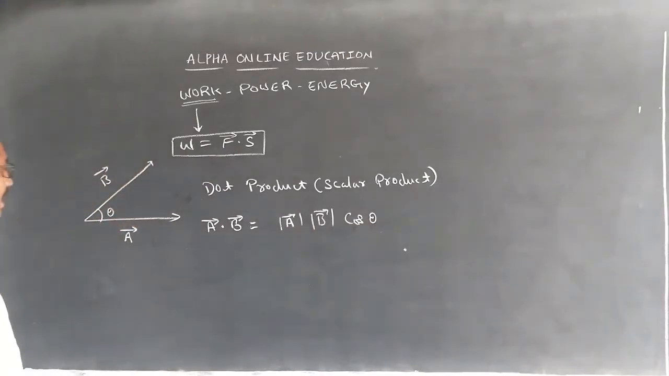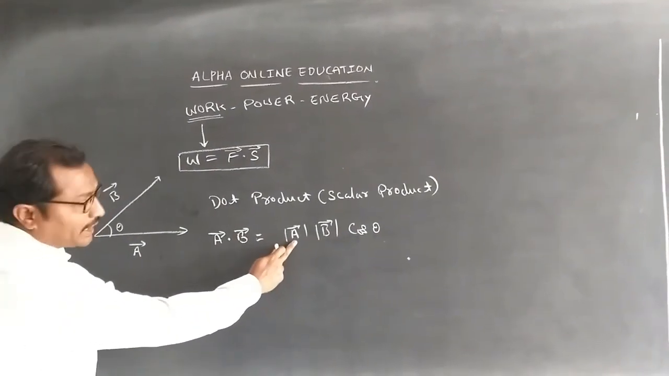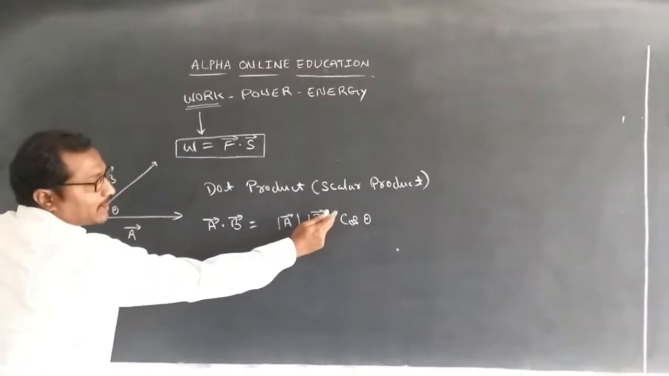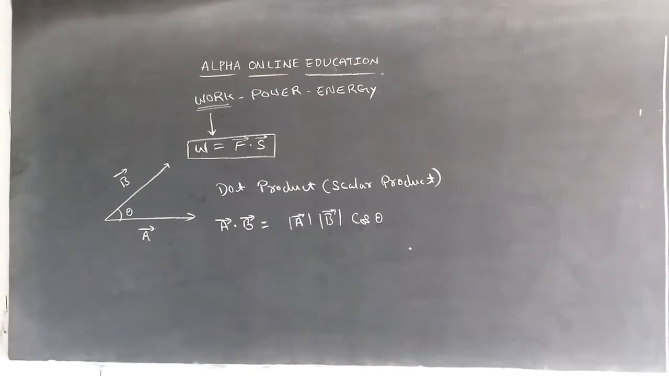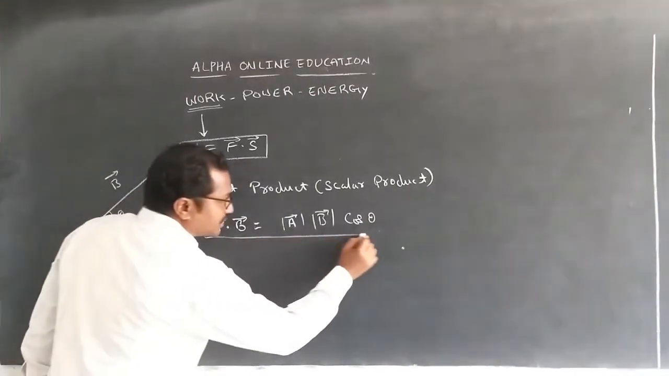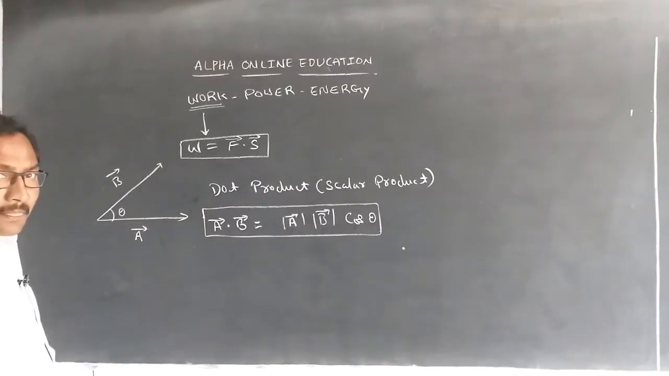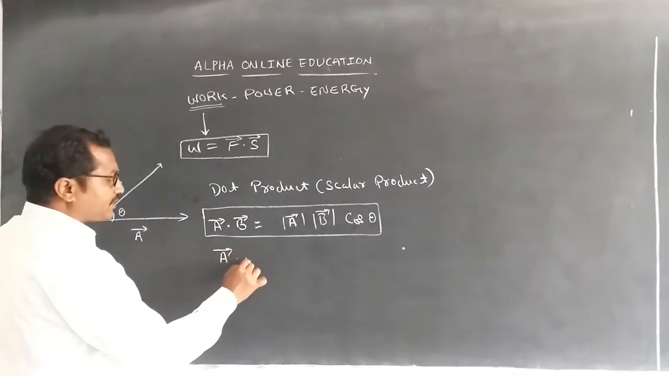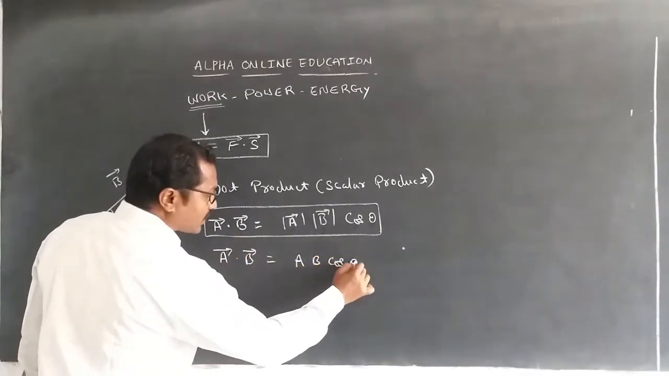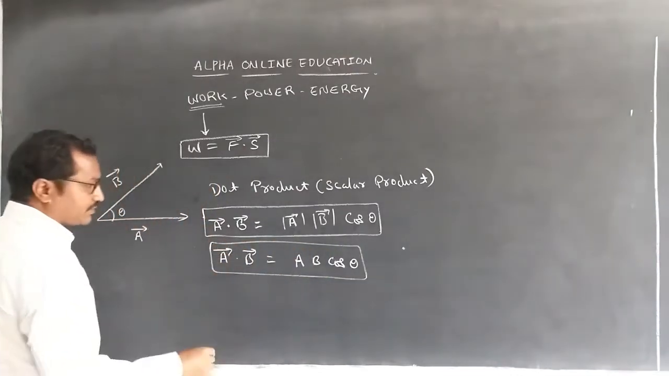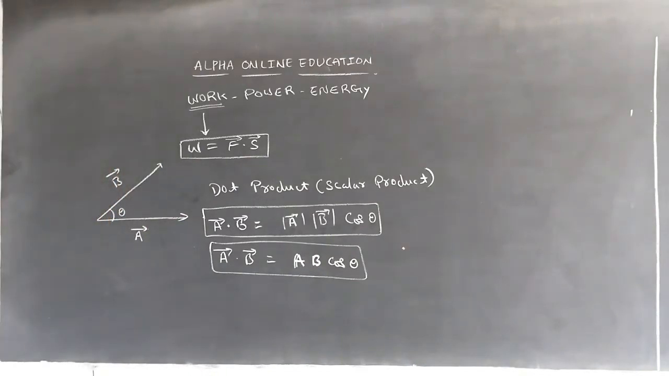So how do we define this? It is the product of the magnitudes of the two vectors multiplied with the cos of the angle between the two vectors. This is the concept of the dot product, otherwise the scalar product. In other words, we can write this in the simplest form as AB cos theta. We are also going to write it with bold letters.